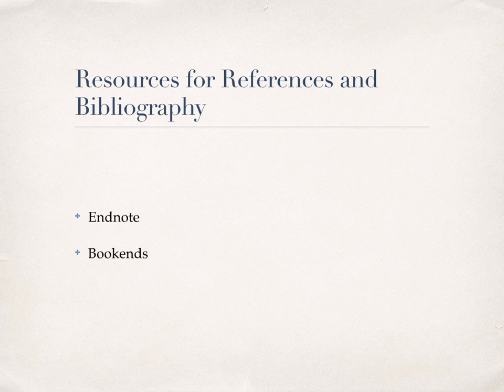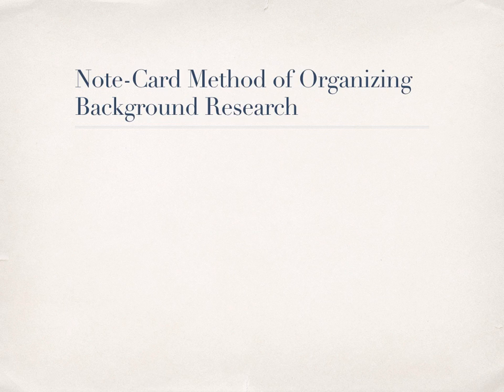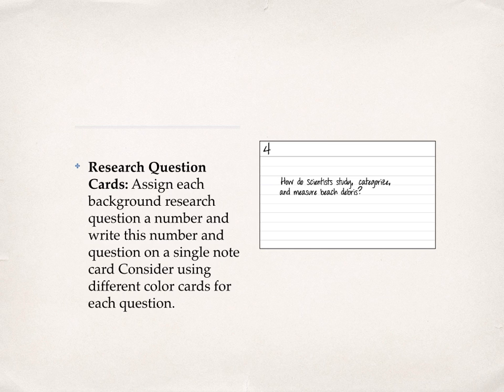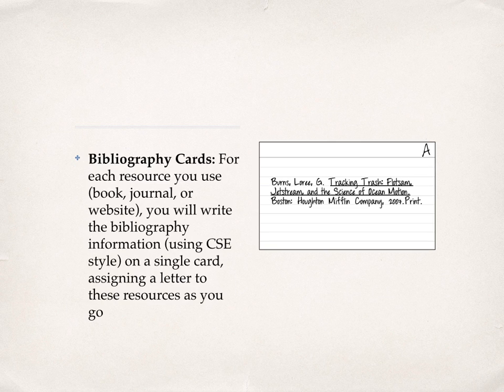So the first thing I'm going to talk about is the note card method of organizing background research. You create research question cards, so you give each research question a number and you write the question there. Then the next thing, you create bibliography cards. For each resource, you write down the information exactly, using the CSE style, on a single card, and you assign it a letter.